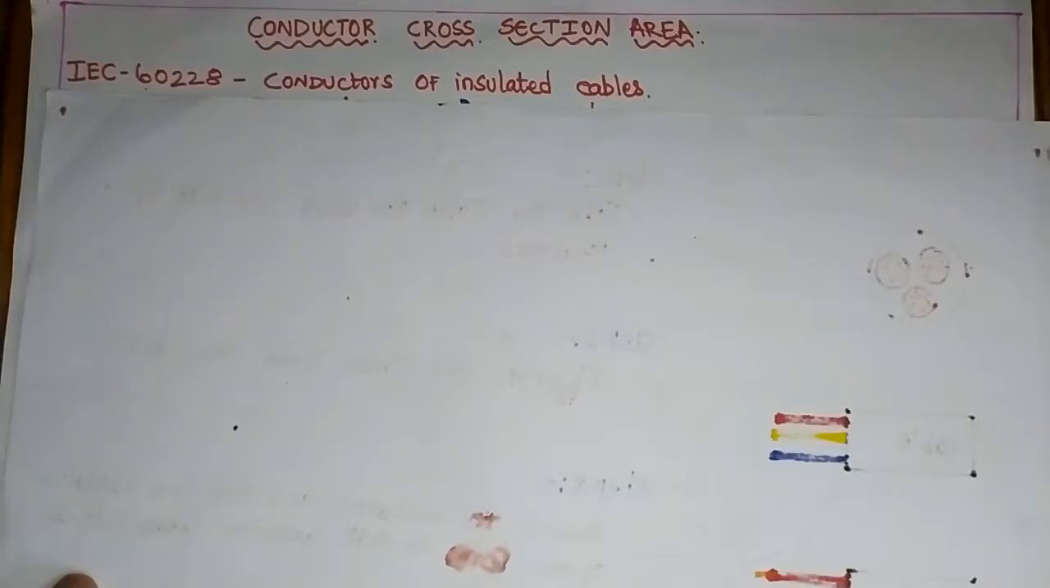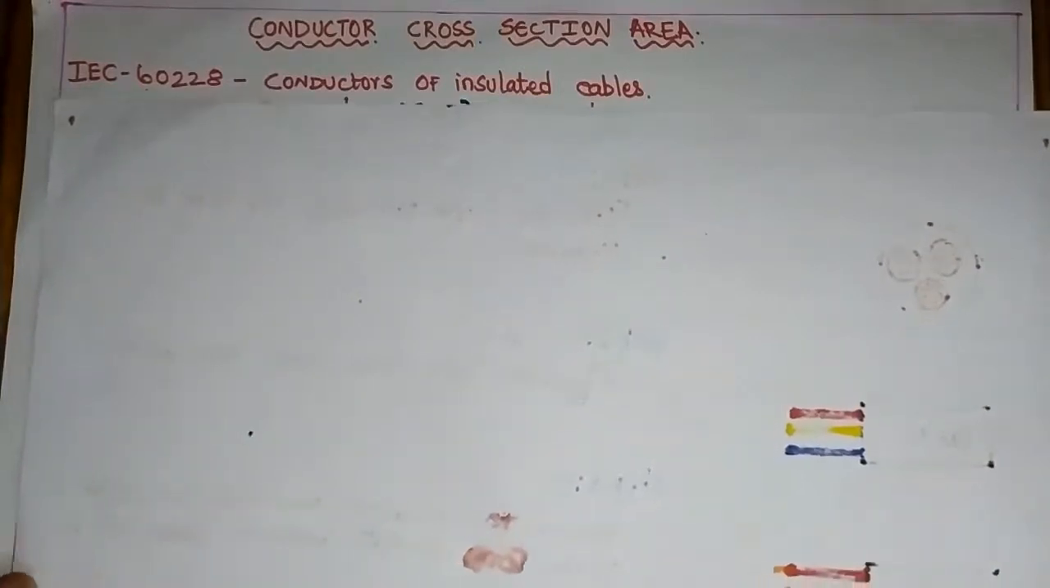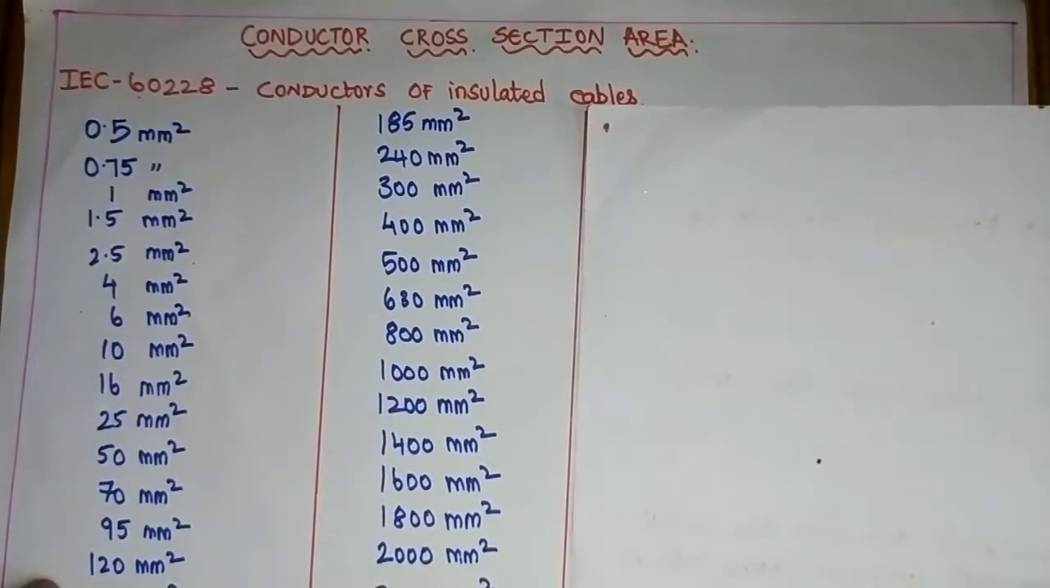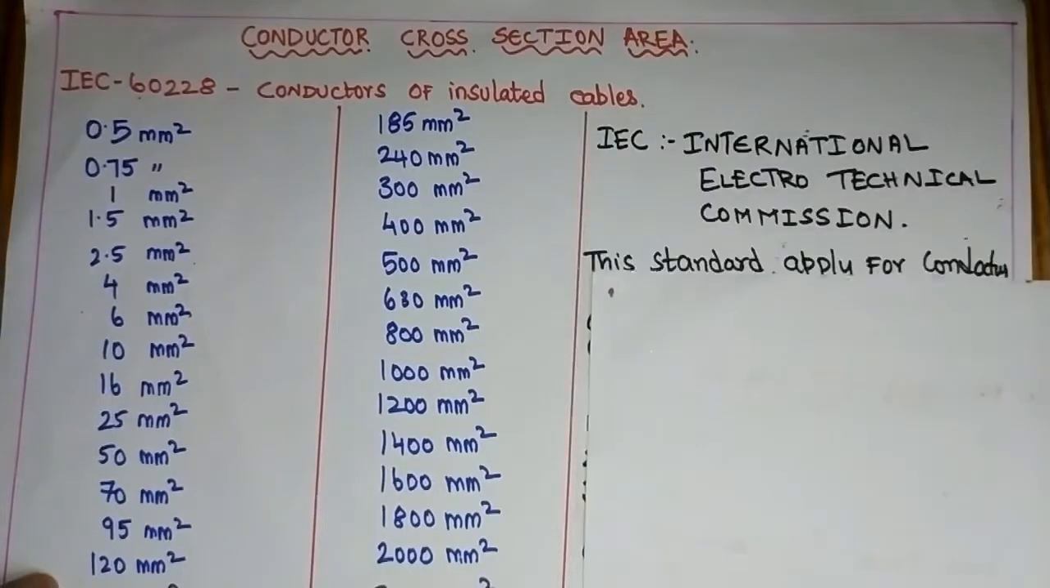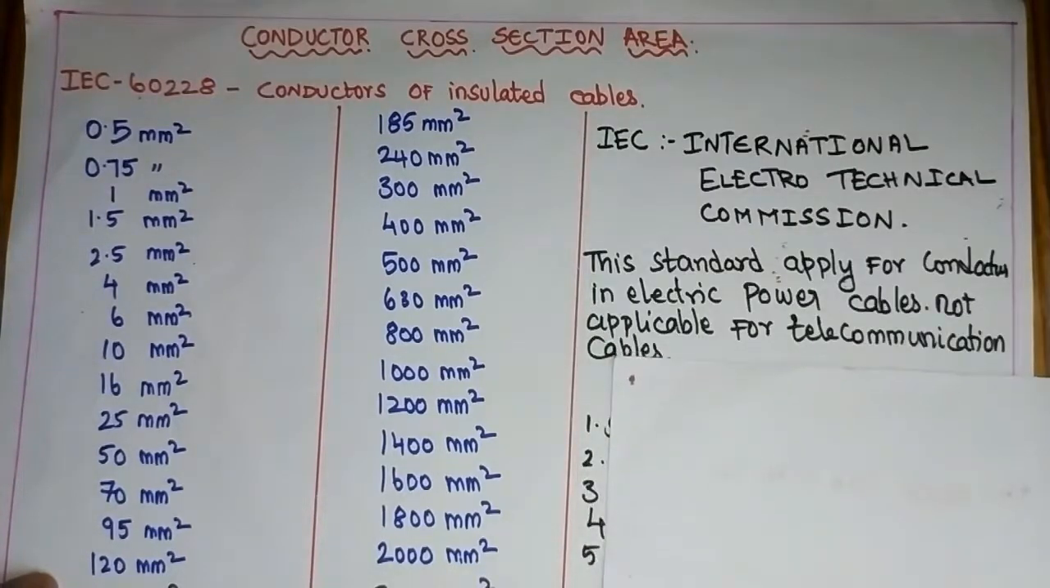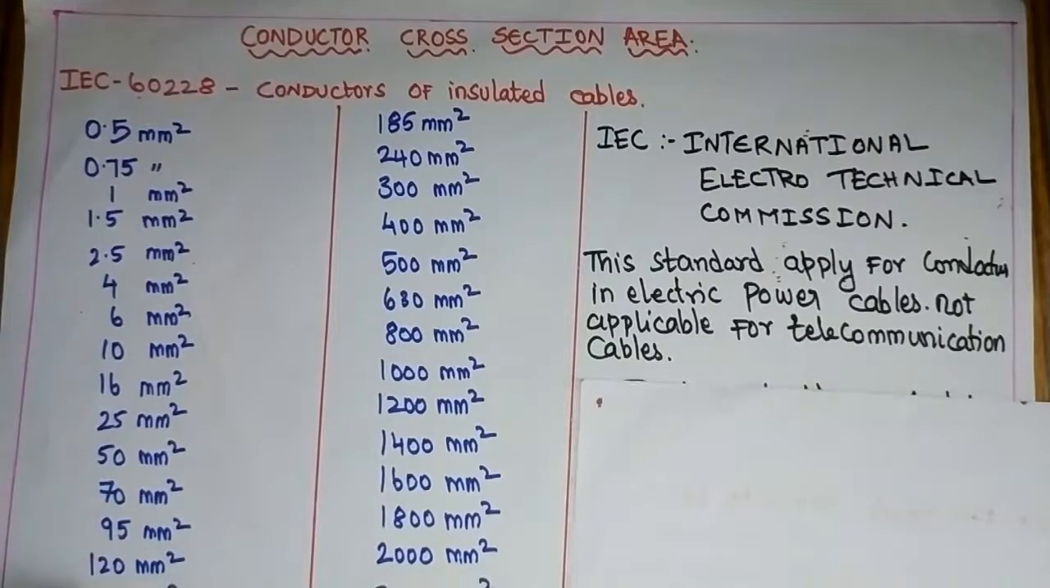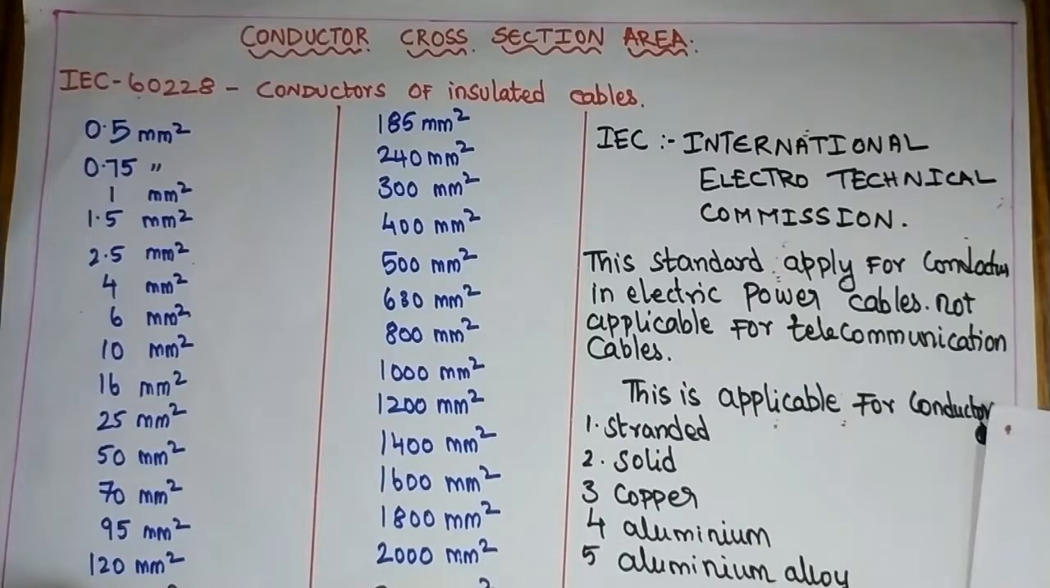and it is titled Conductors of Cables. This standard defines the size of the cables from 0.5 square mm to 2500 square mm. You can see the list of cables here. It starts from 0.5, 0.75 and it ends at 2500. This standard is applicable only to conductors used in power lines, and it is not applicable to conductors used in telecommunication cables. This standard applies to standard conductors, single conductors, and conductors made of copper, aluminum, and aluminum alloys.